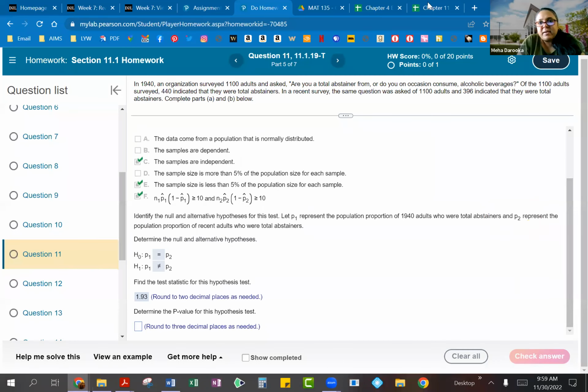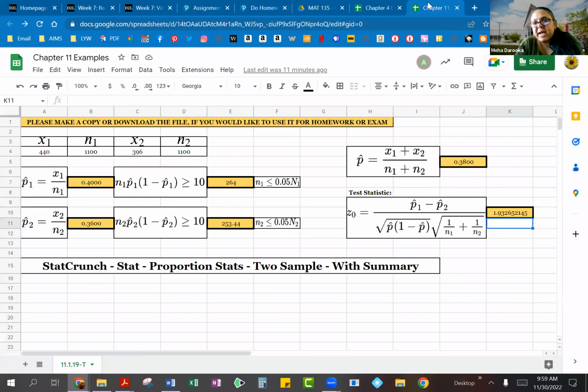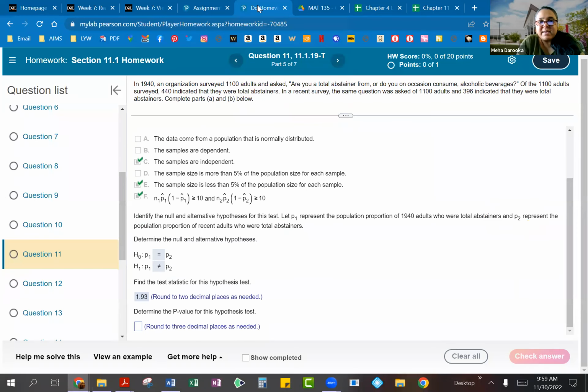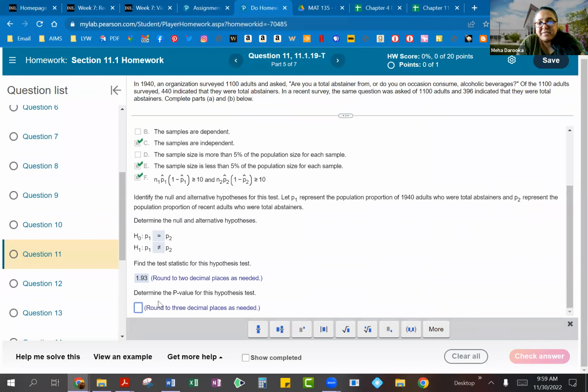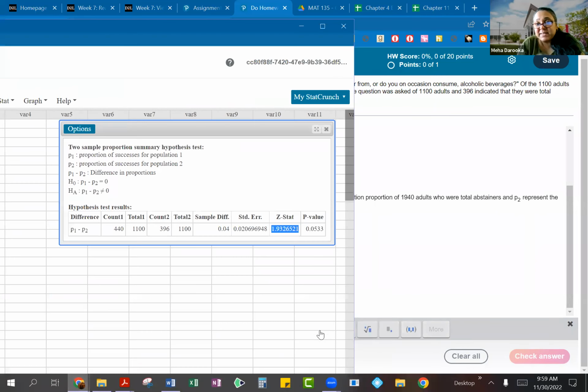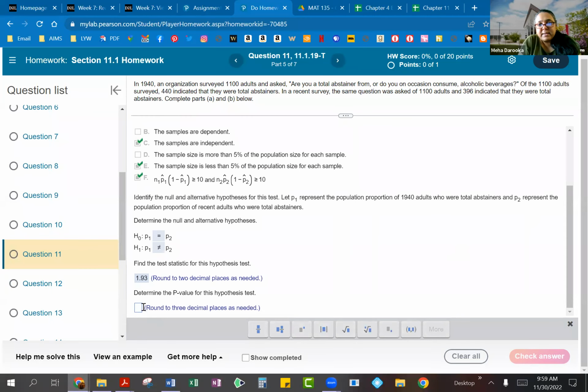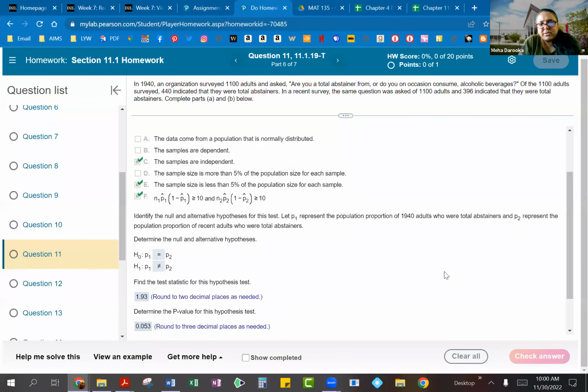Now, this is kind of where the Google Sheet I created stops, because you will notice that I do not have the p-value calculation in here, because that is actually a little bit more complicated to do by hand. And so for the p-value, I definitely think having StatCrunch makes it a lot easier, because you can see it already calculates that for us. And you just have to copy it over from here and paste it. And they want us to round this to 3 decimal places, so that should be 0.053. And you should be good to go.